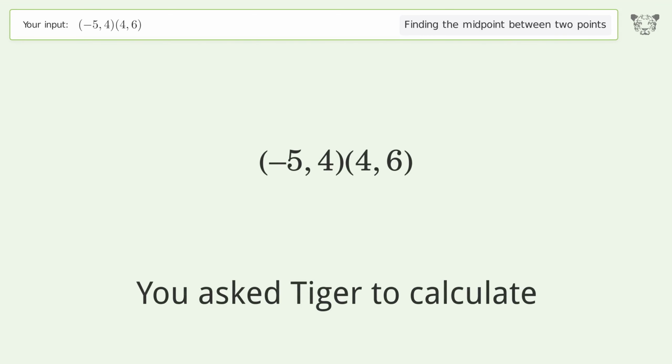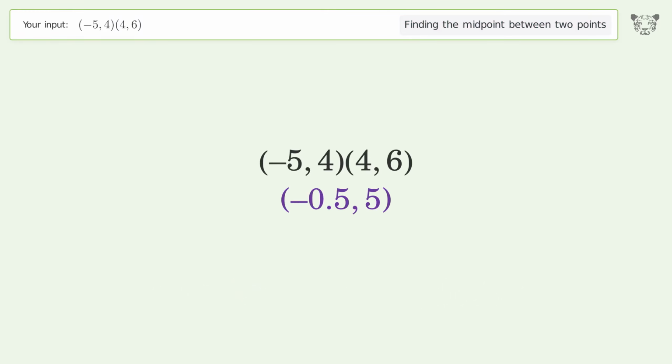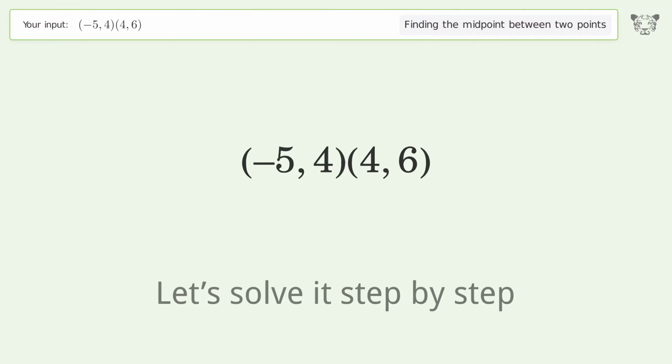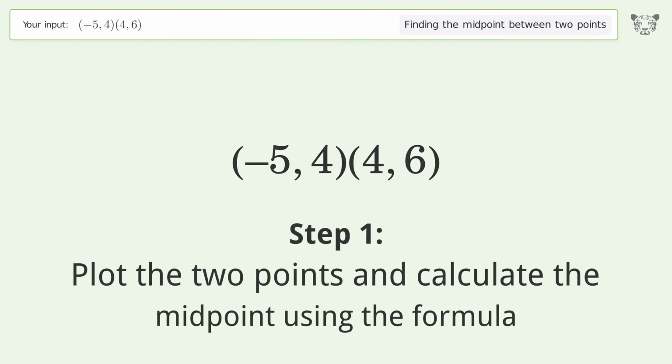You ask Tiger to calculate. This deals with finding the midpoint between 2 points. The midpoint between the 2 points is negative 0.55. Let's solve it step by step. Plot the 2 points and calculate the midpoint using the formula.